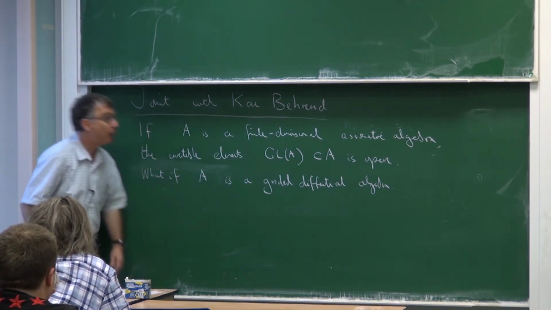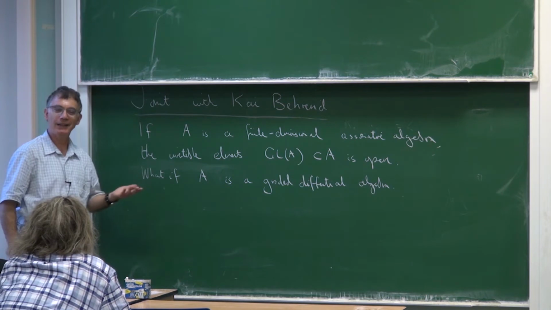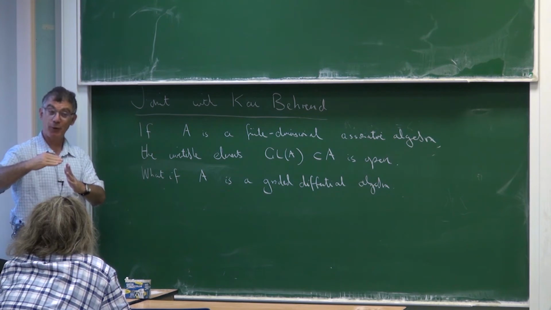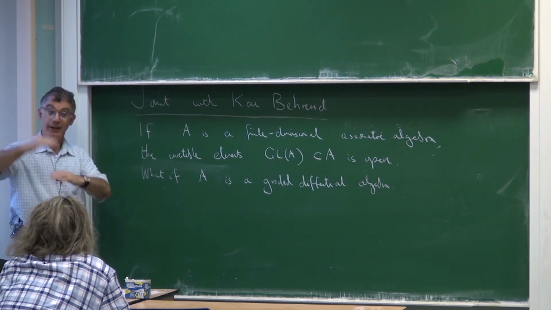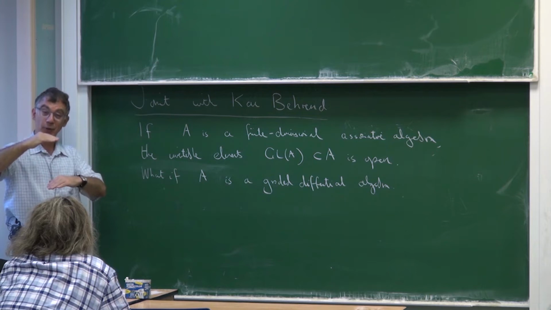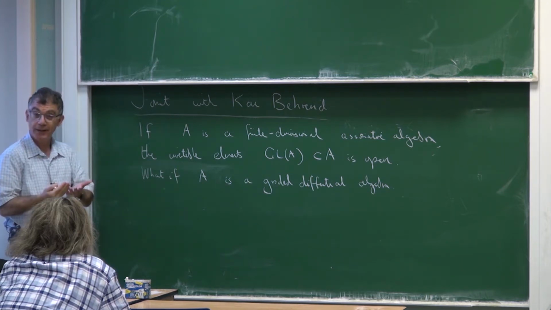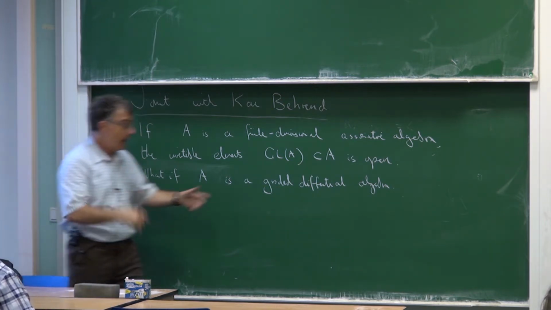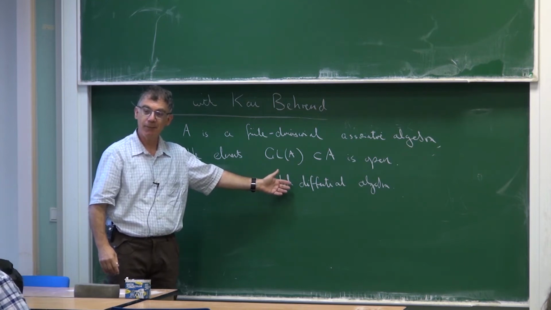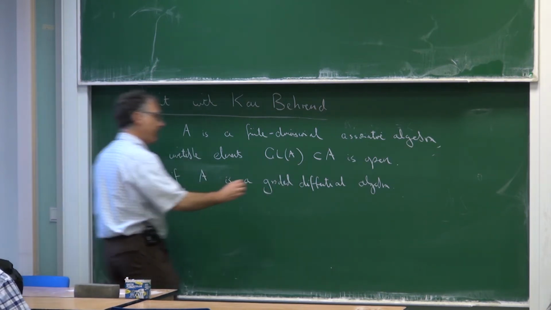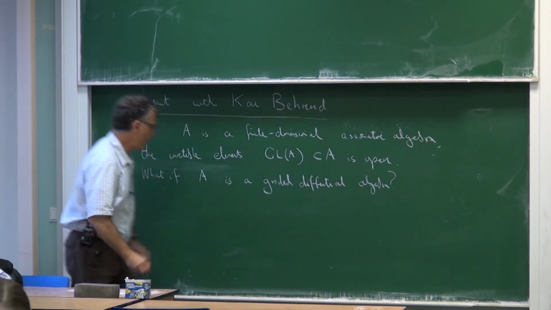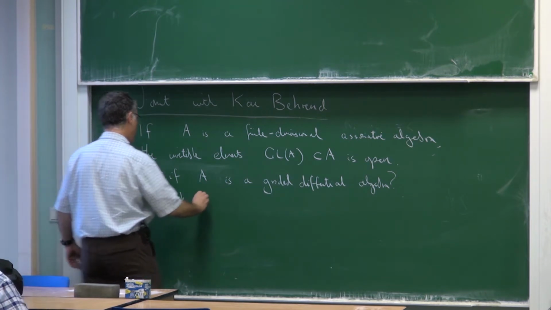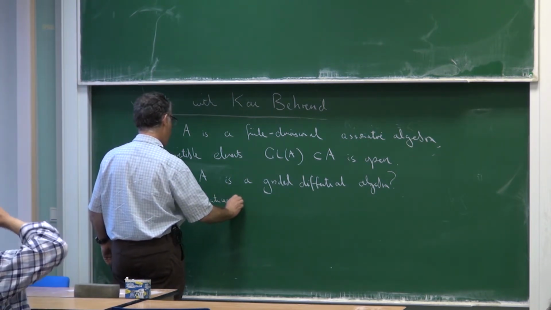The example you can bear in mind, I should start maybe with an example. If I take matrices of differential forms on a manifold, then it's graded because we have the degree of the differential form. And it has a product, which is just multiplication of matrices of differential forms. And it has a differential, which is the de Rham differential. So, for example, matrices of differential forms.